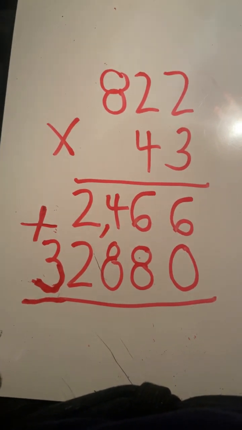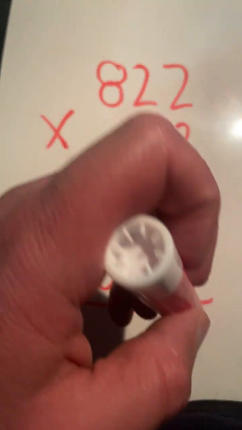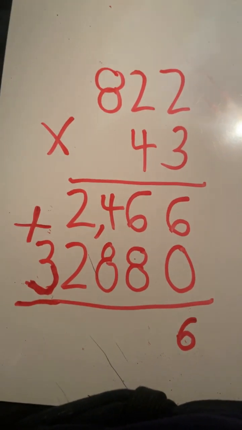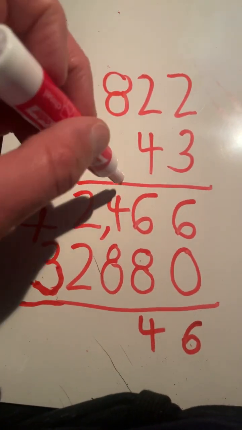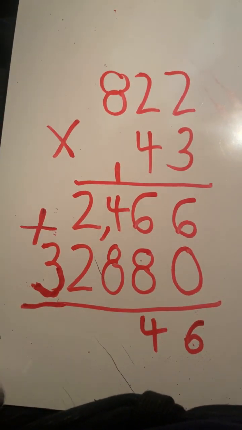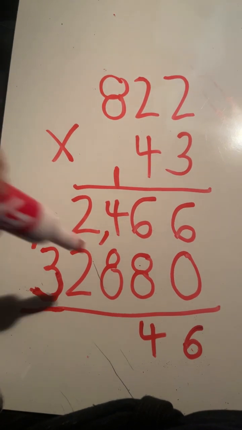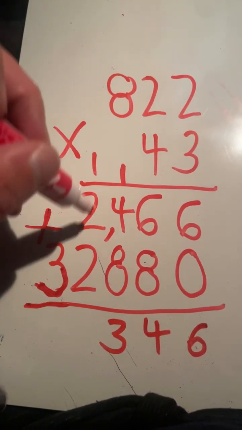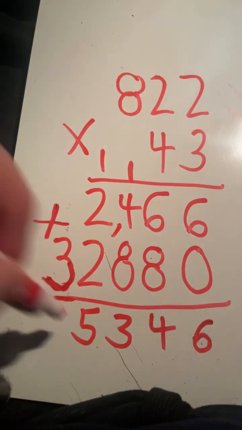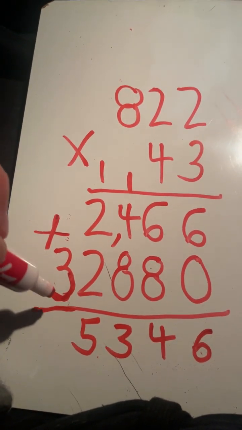Now we have to add these two numbers up to get our final answer. 6 plus 0 equals 6. 8 plus 6 equals 14. 4, carry the 1. 4 plus 8 equals 12, plus 1 equals 13. 3, carry the 1. 2 plus 2 equals 4, plus 1 equals 5. And 0 plus 3 equals 3.